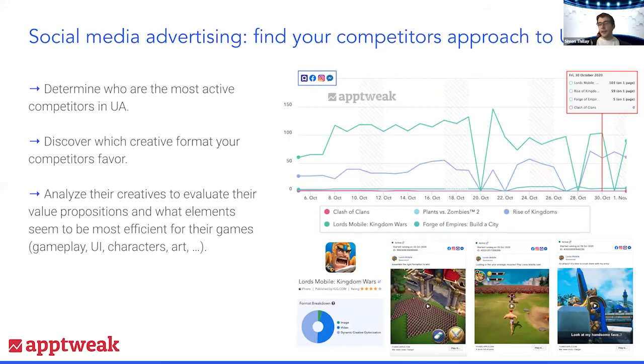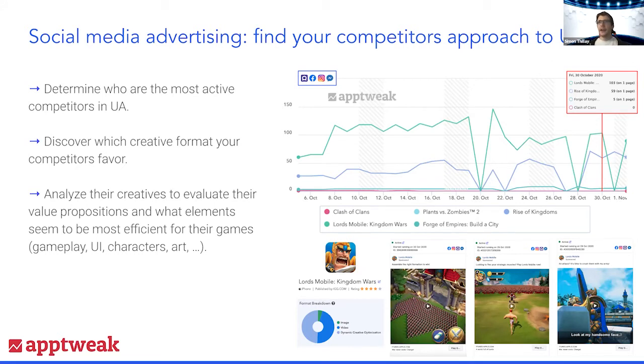The last type of insight I want to mention is looking at your competitor's approach to user acquisition. And by that, I mean paid UA. What you can do using market intelligence tools like AppTweak is look at who is being the most active in terms of UA, but also discover which creative format they're using, and even looking at the different creatives, what are going to be the different value propositions, what are going to be the different elements they like to promote to convert potential customers to active players.